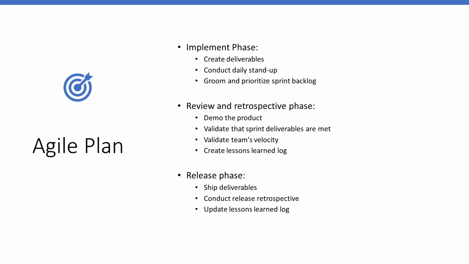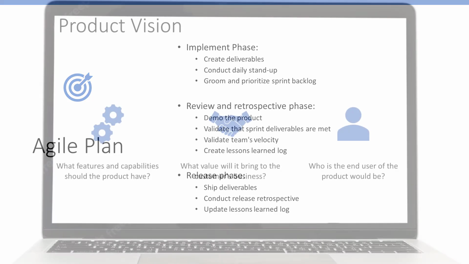In the retrospective phase, you will go over lessons learned with your team and use them to build new ways of doing things and make the next iteration more valuable. In the release phase, you will ship deliverables, conduct a release retrospective, and update the lessons learned log. We of course will not be implementing this project, so this example will be limited to planning only. You can download the attached materials and follow along.